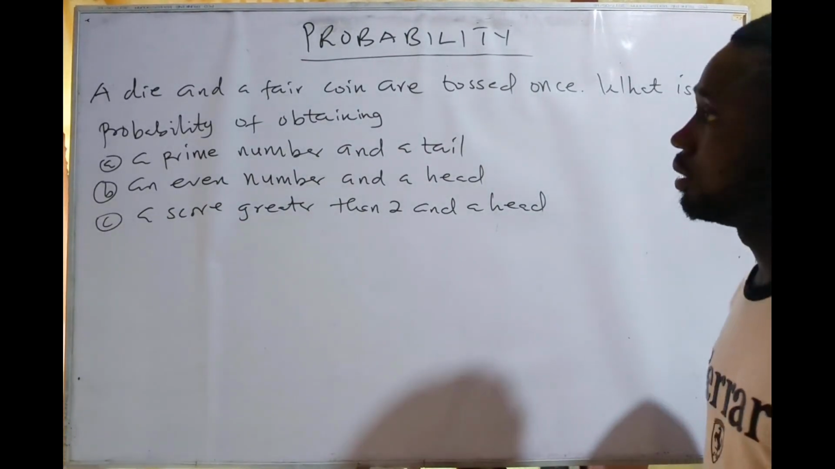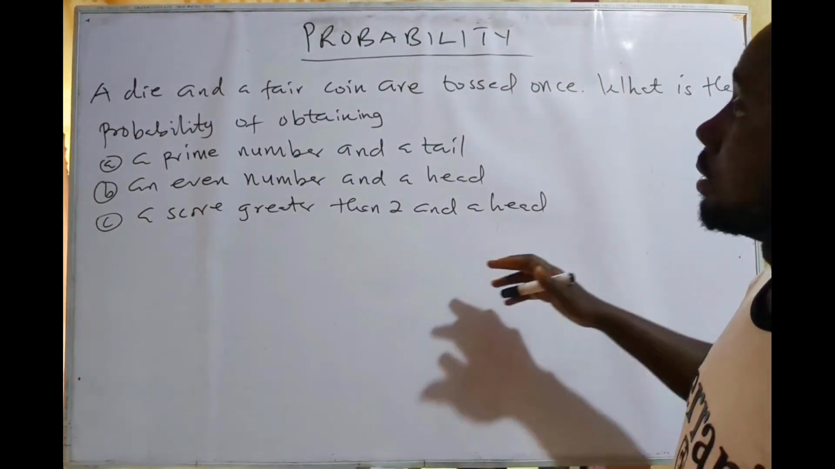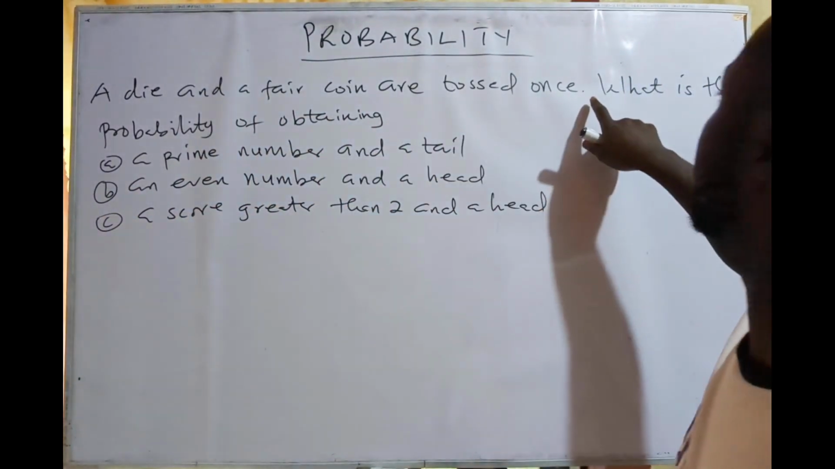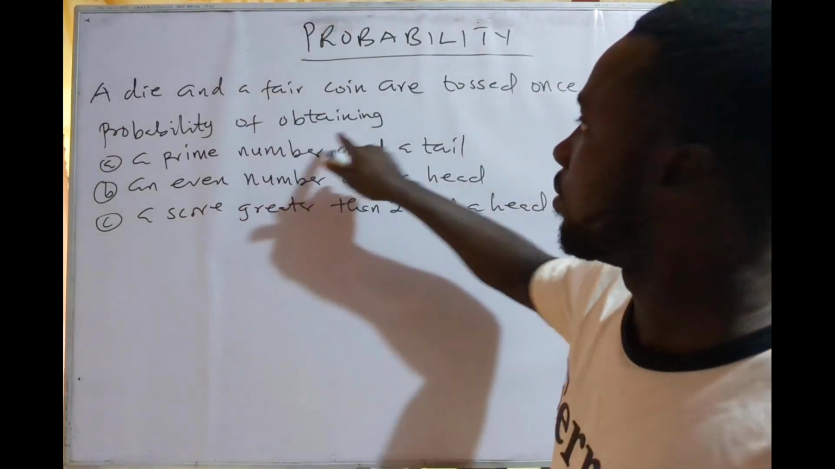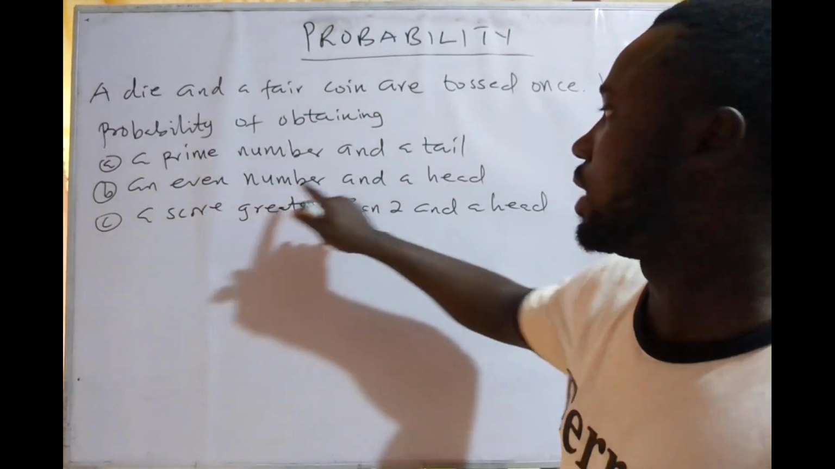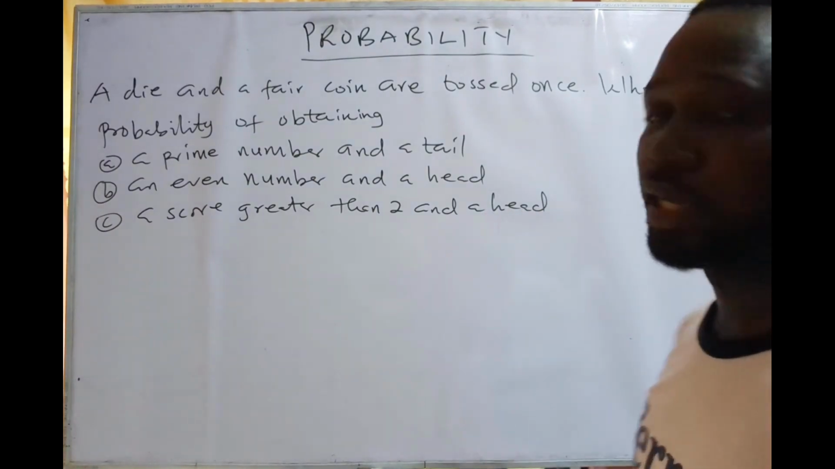Okay, let's look at this question. This question is a die and then a queen. A die and a fair queen are thrown once, or are tossed once. What is the probability of obtaining A, a prime number and a tail, B, an even number and a head, C, a score greater than 2 and a head?